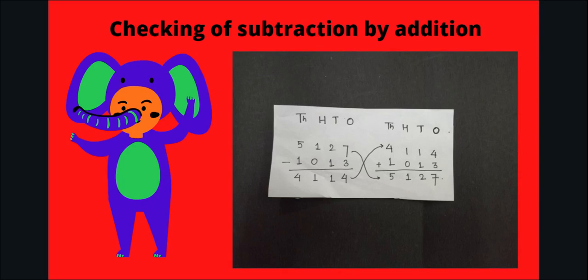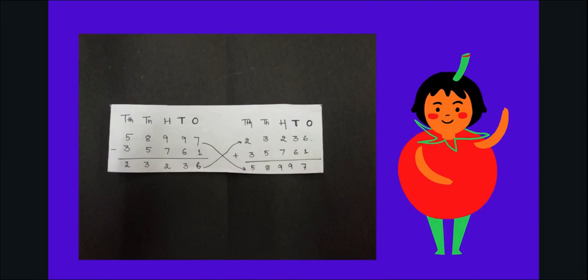If we add this number with the subtrahend, we will get the minuend as the sum if our result is correct. This is the process of checking subtraction. We can conclude: difference plus subtrahend is equal to minuend. This is another example of checking of subtraction.